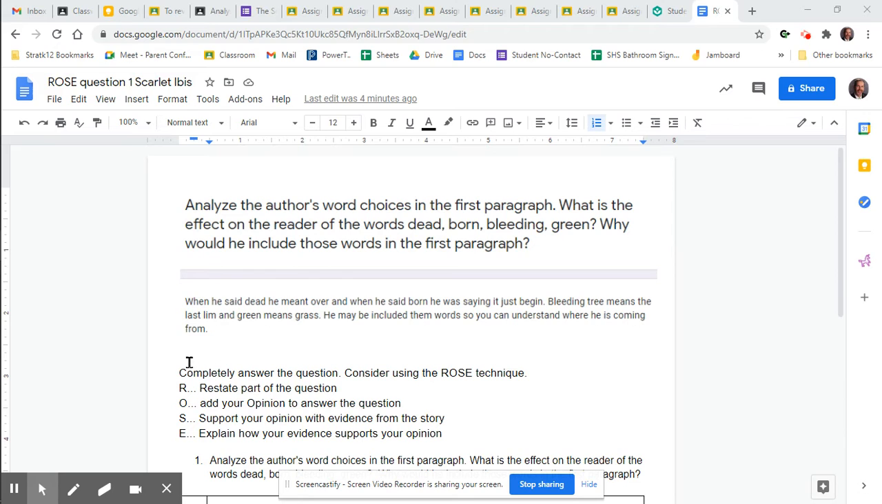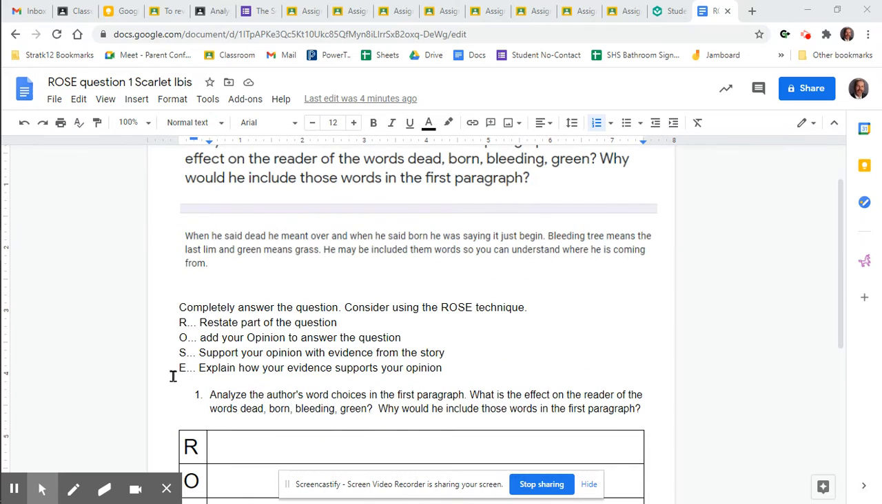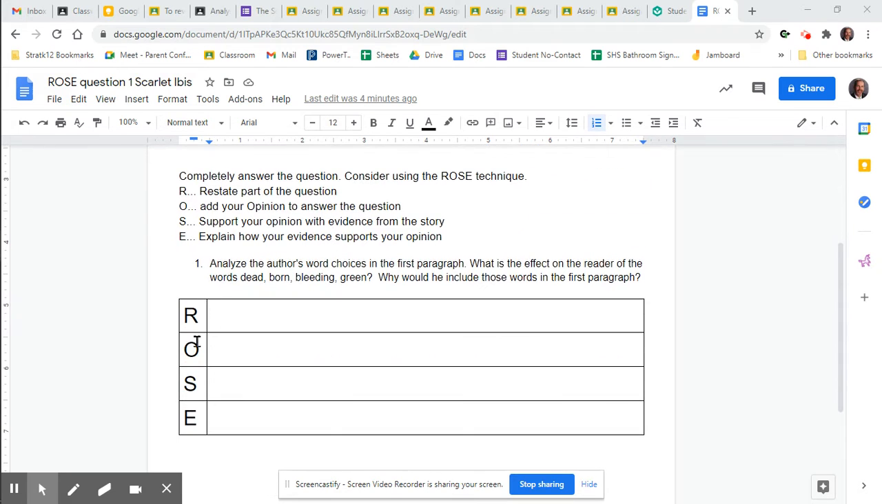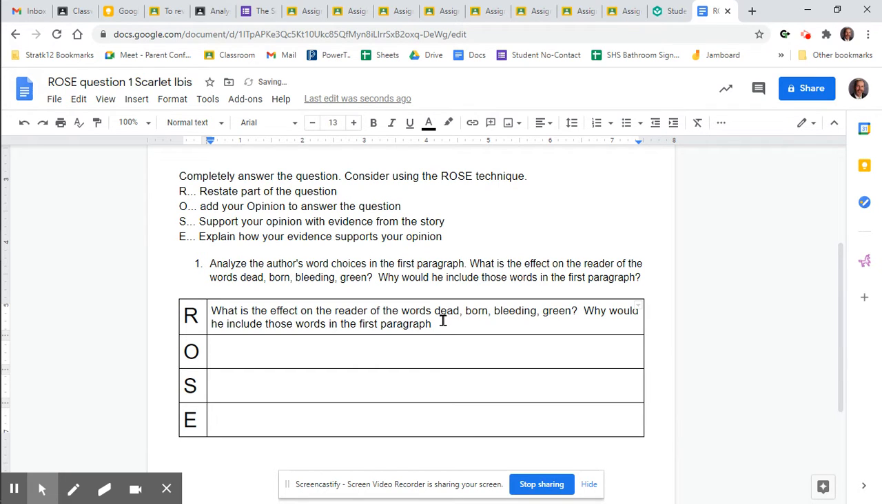What I'm suggesting for writing these answers is that you follow the ROSE technique. In this one, he jumps right into his response where he didn't restate part of the question. And the question was, analyze the author's word choices in the first paragraph. What is the effect on the reader of the words dead, born, bleeding, and green? And why would he include those in the first paragraph? So what you would do is you would select some of the question and you would restate it in your answer. Okay?